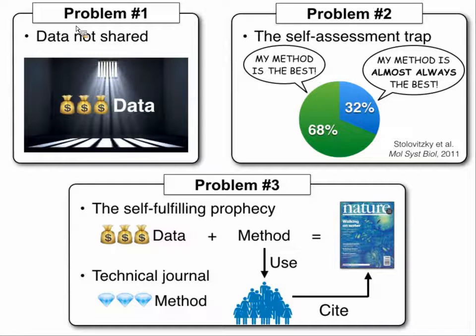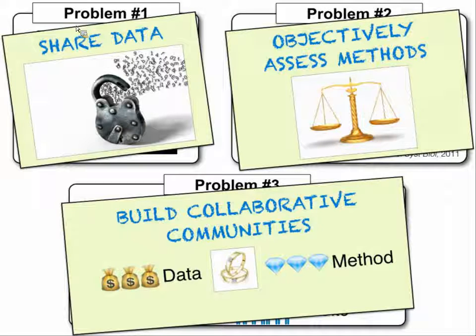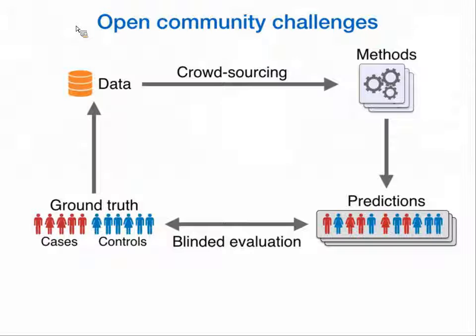Often in computational biology, high-value data is generated and then paired with some method in a high-profile publication, and then this method starts to become widely used. But maybe there are other valuable methods in more technical journals that don't get this visibility, but would be better for a given problem. So, what if I told you that we can have a way to openly share data pre-publication, objectively and transparently assess methods, and build collaborative communities in the process? These open community challenges are a way to achieve these goals.